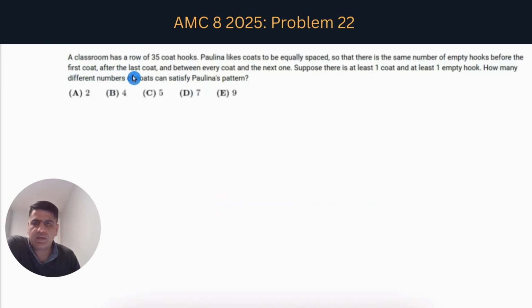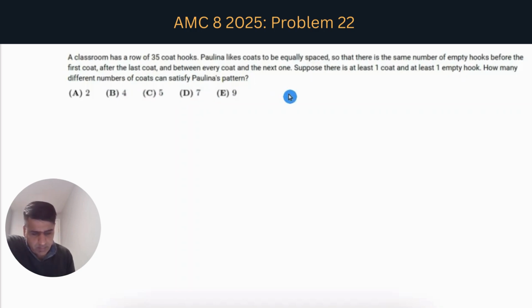It says the classroom has a row of 35 coat hooks. Paulina likes coats to be equally spaced so that there is the same number of empty hooks before the first coat, after the last coat, and between every coat and the next one. Suppose there is at least one coat and at least one empty hook. How many different numbers of coats can satisfy Paulina's pattern?